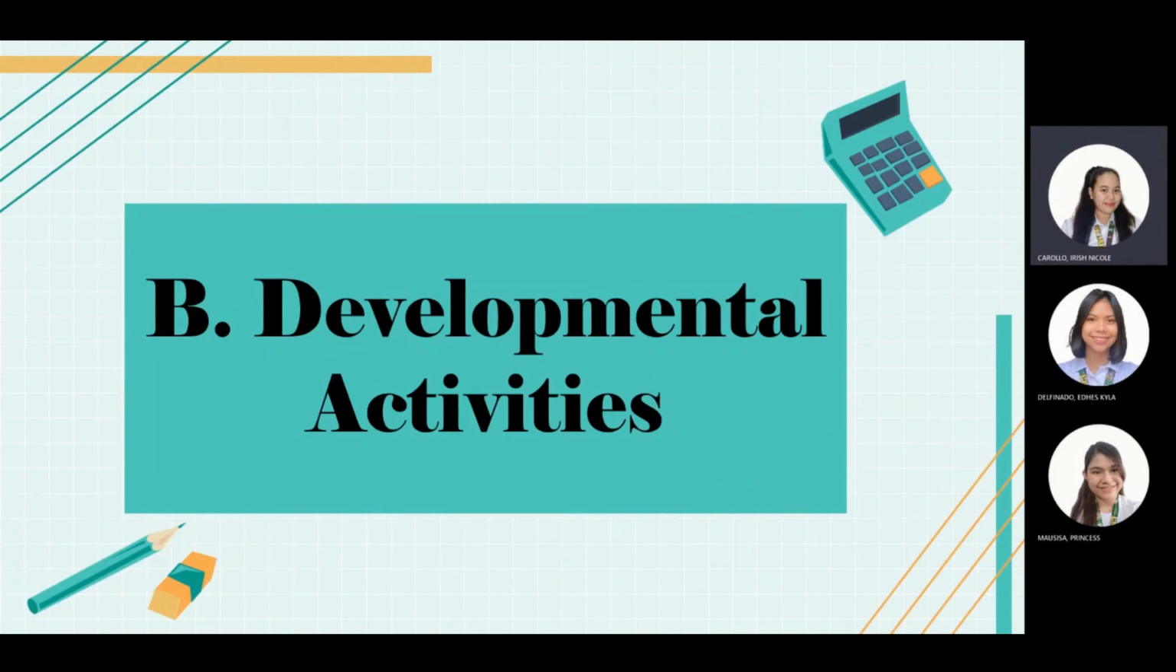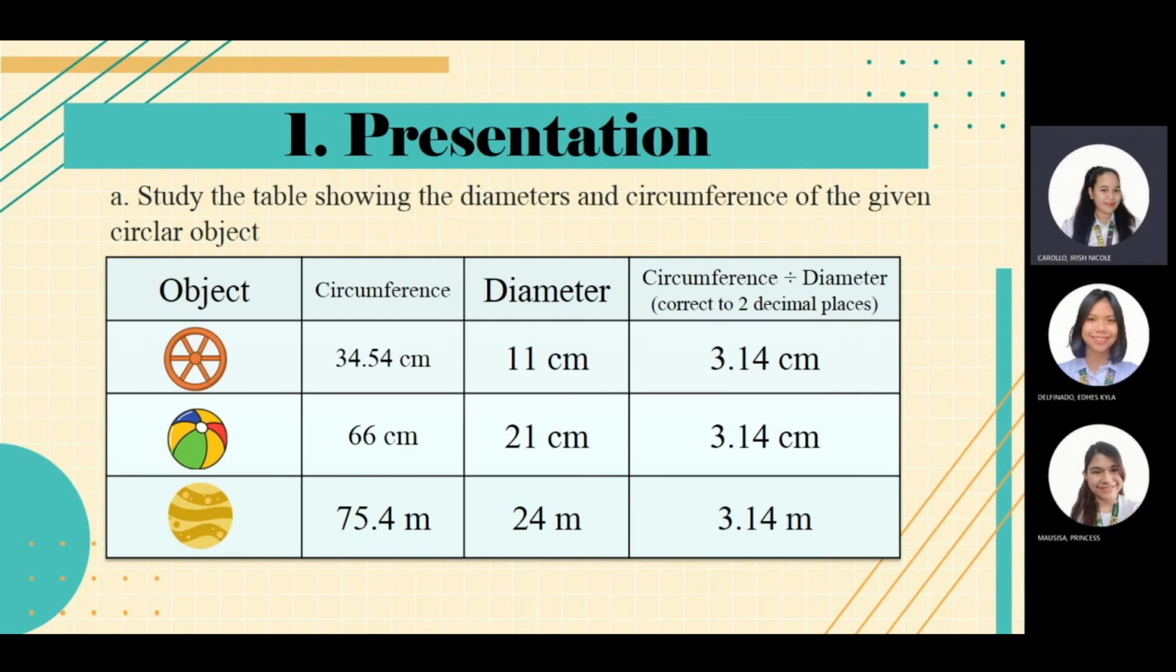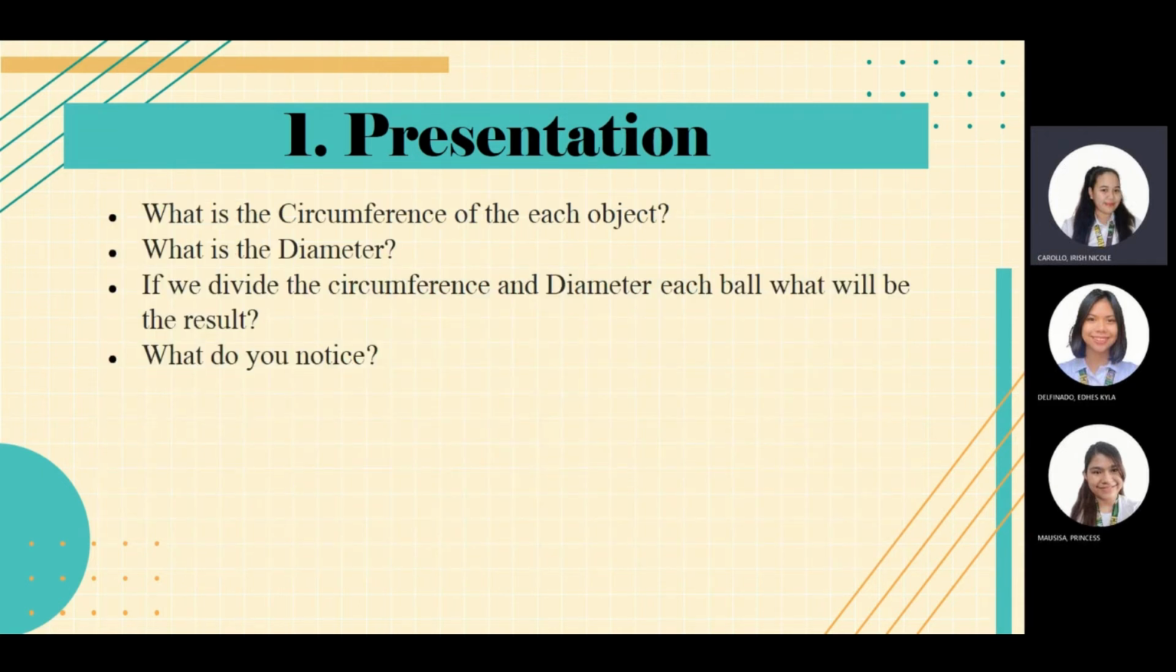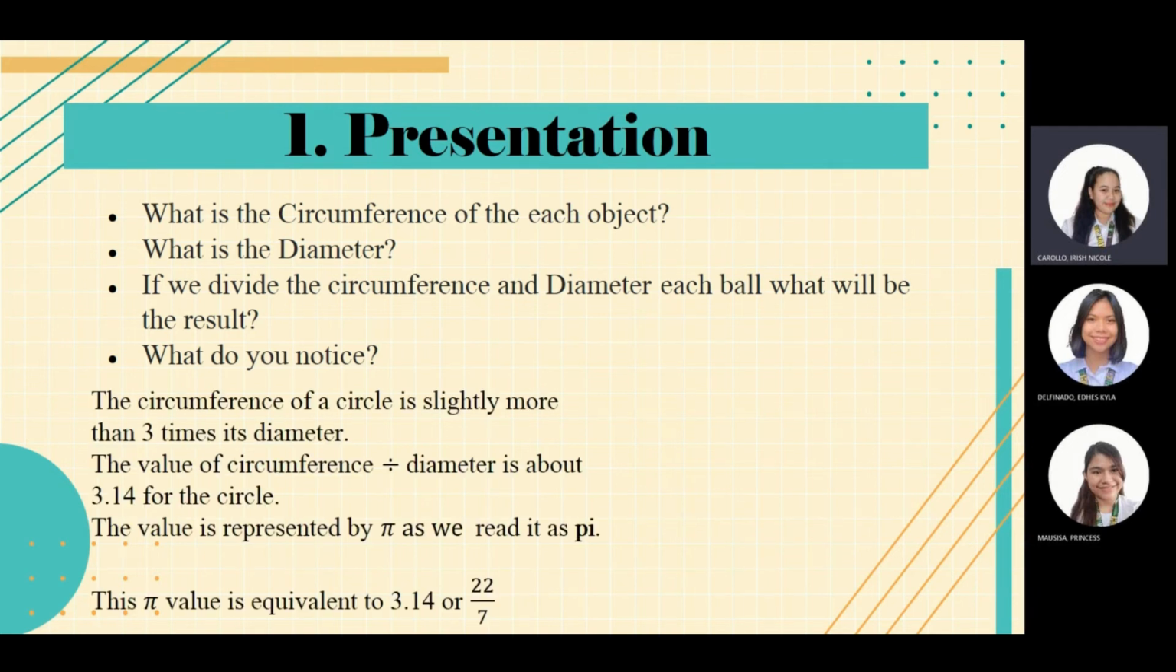The second part of the learning experience is the developmental activities. Developmental activities also has three parts. The first part is the presentation. Here in the presentation, I will show a table wherein they will study the diameters and circumferences of the given circular objects. After studying the table, I will also explain the circumference of a circle and its formula.